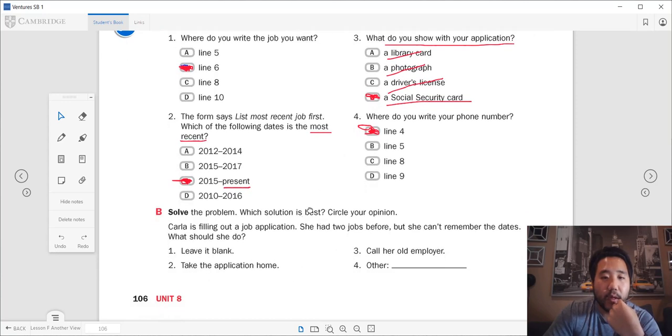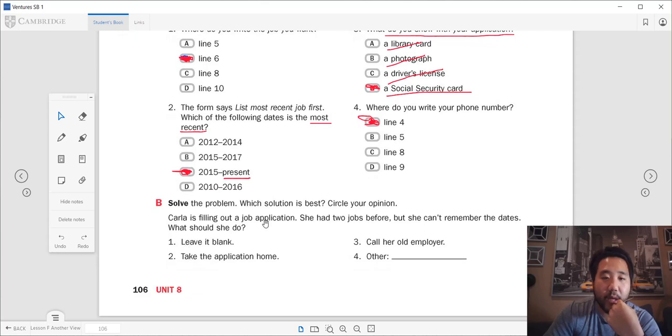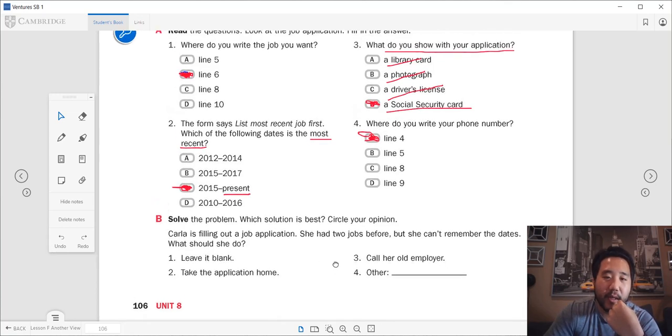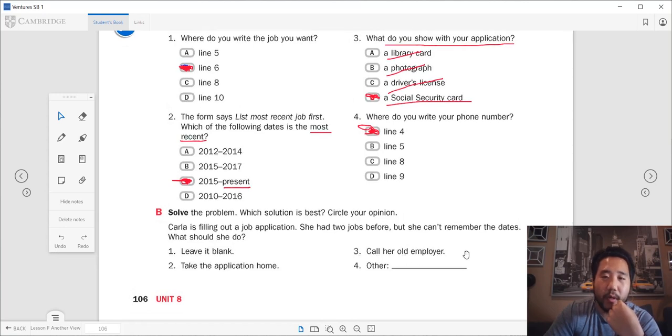So if this was my application and I can't remember the dates of my previous 2 jobs, I wouldn't leave it blank. When you're filling out a job application, it's really important. You're trying to make a new career, so you don't want to leave it blank, and you don't want to take the application home, right? You want to finish it on the spot. And then here it says call her old employer. No, this isn't what I would do either.